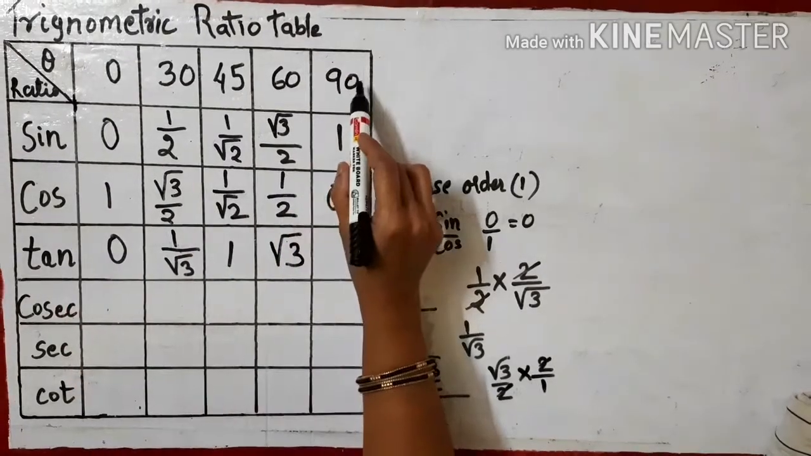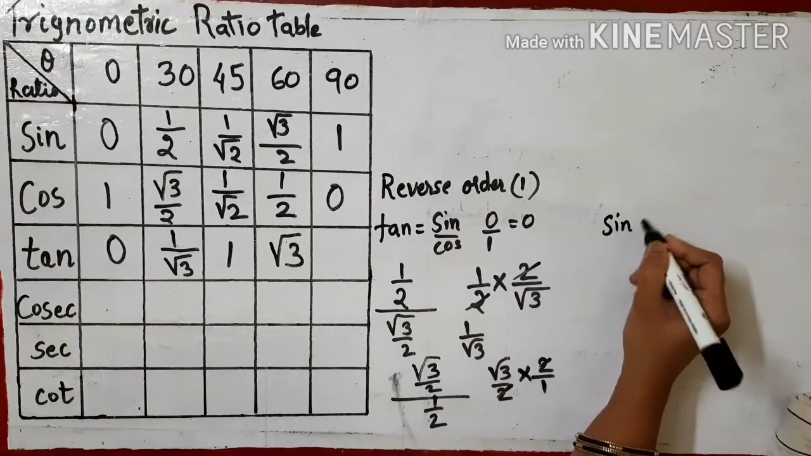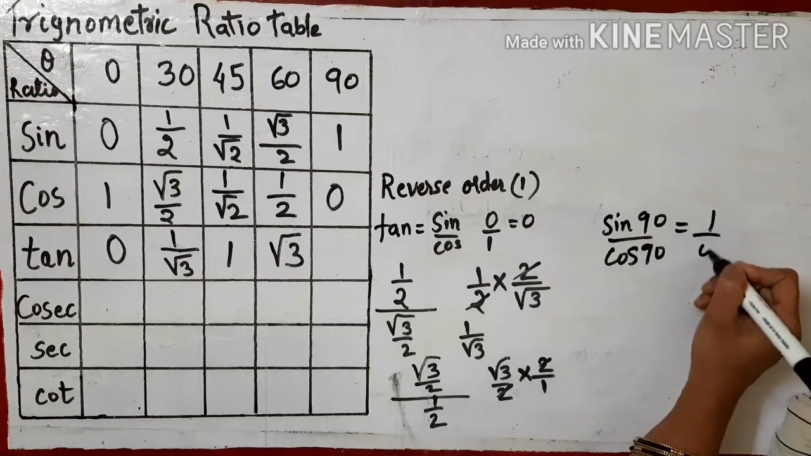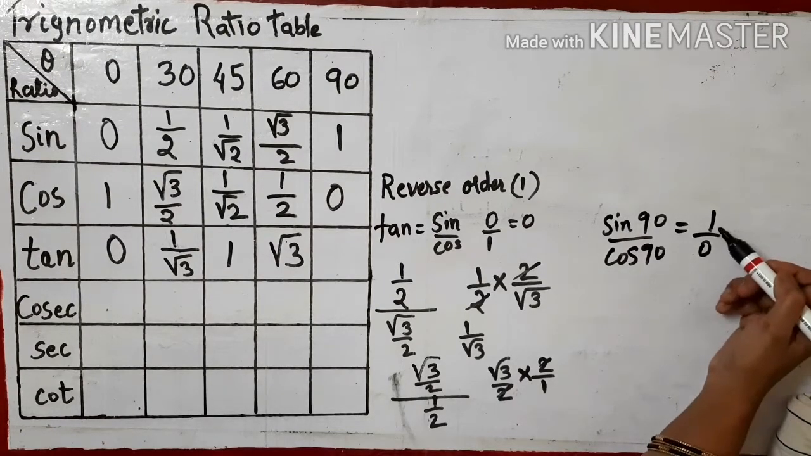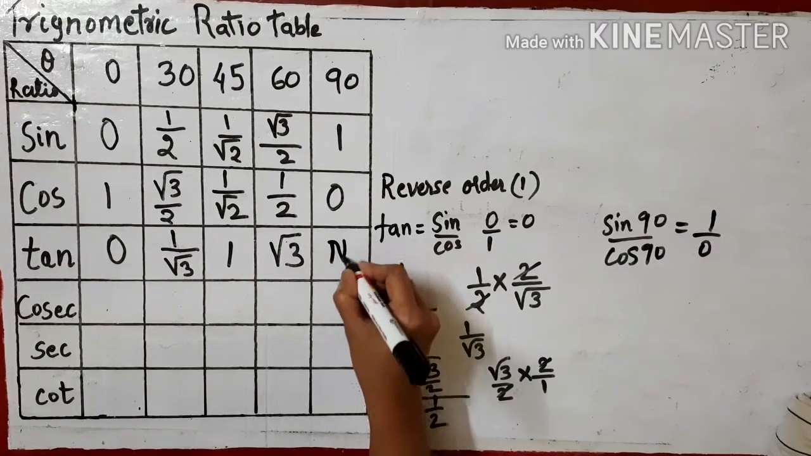Similarly, tan of 90 will be sine of 90 upon cos of 90. So it will be 1 upon 0. But any number divided by 0 is not defined. So it will be not defined.